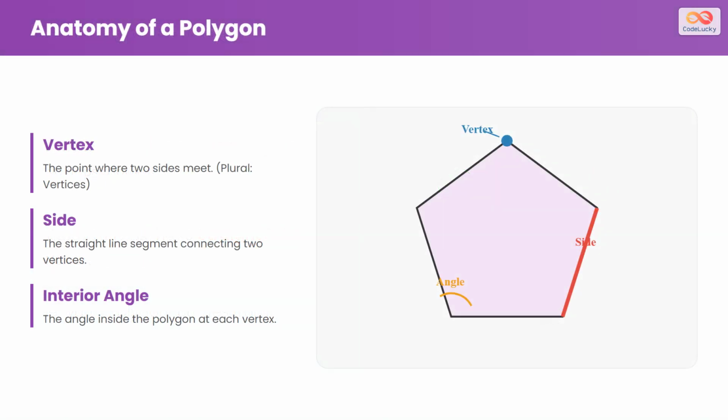Let's break down the parts of a polygon. The corners where two lines meet are called vertices. A single one is called a vertex. The straight lines connecting these vertices are called sides, and inside the shape, at every corner, an interior angle is formed.